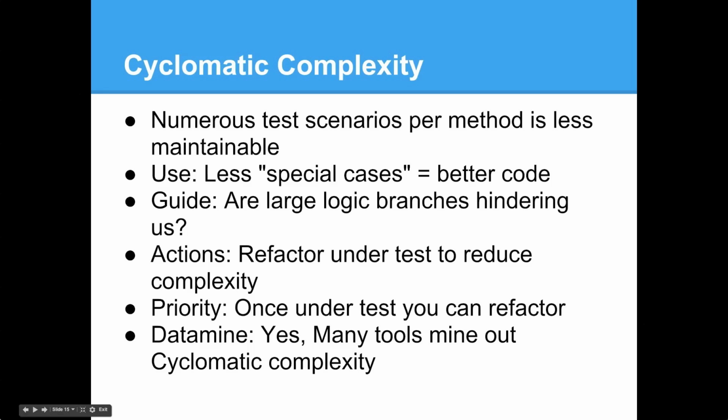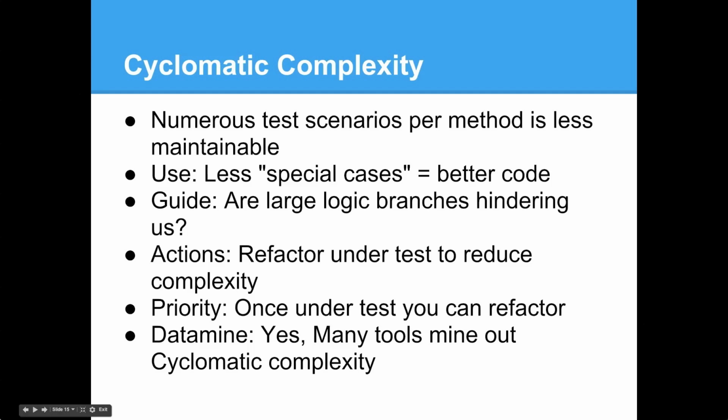Cyclomatic complexity is the number of branches that logic needs to make before executing a particular line of code. It provides the amount of test scenarios per method that would be required to get total code coverage. And numerous test scenarios for a method is less maintainable because once you change that method, then you have to evaluate all the tests that relate to that method. Less special cases means better, more maintainable code.